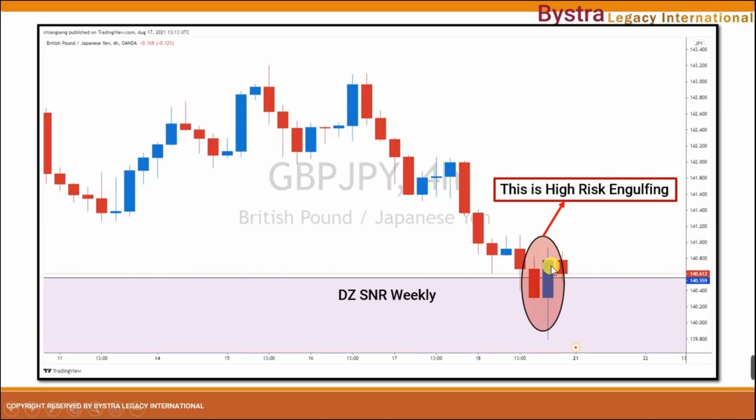If it were me, I wouldn't consider this a good rejection. Remember, in the basic engulfing class that we learned, this is the bullish engulfing of the high risk type. If there were another bullish candle here, a Marubozu, then yes, I would take it as a good rejection. But now it's showing a red. No, it's very high risk.